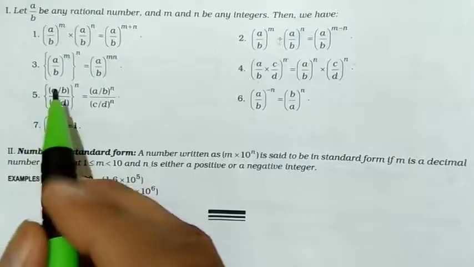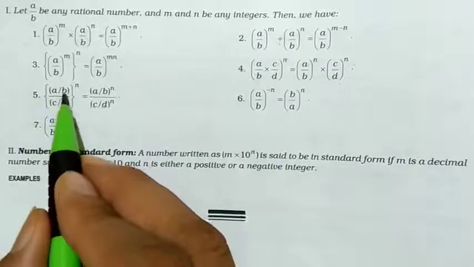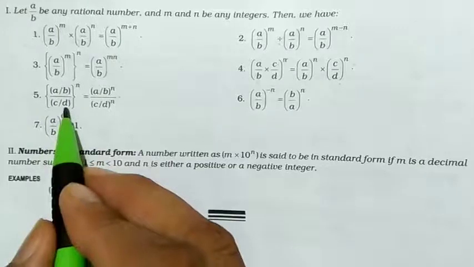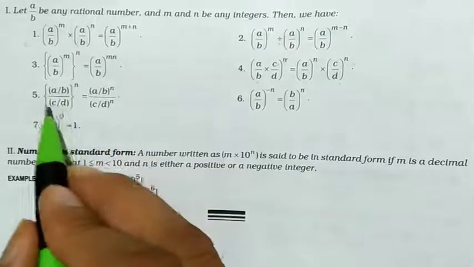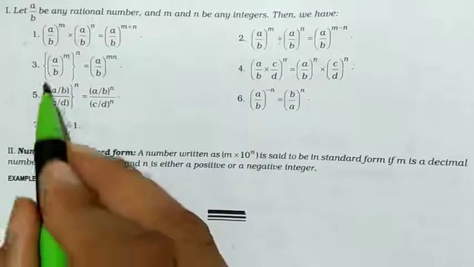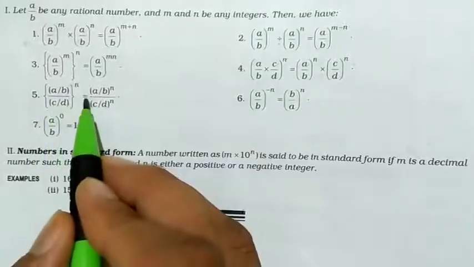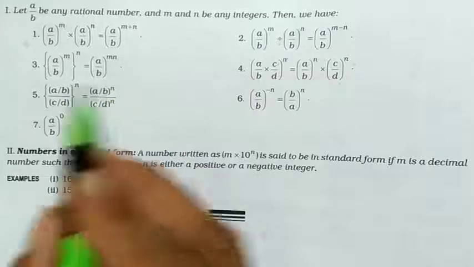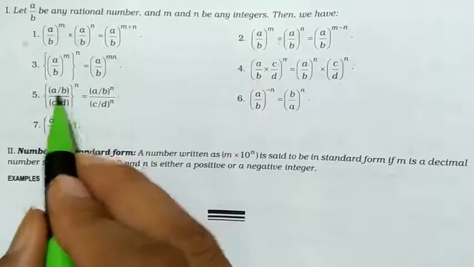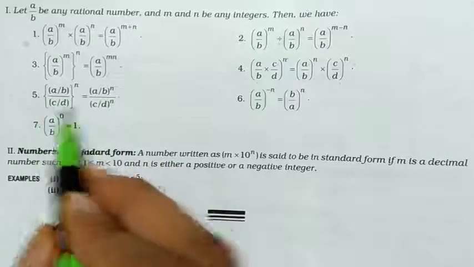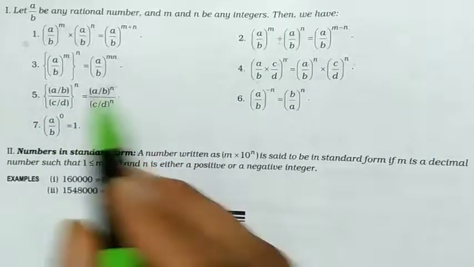Fifth law of exponents is a by b divided by c by d and its whole power n. Means these are two rational numbers and this whole power is n. Then we can separate this power with this and this. So a by b whole power n divided by c by d whole power n.